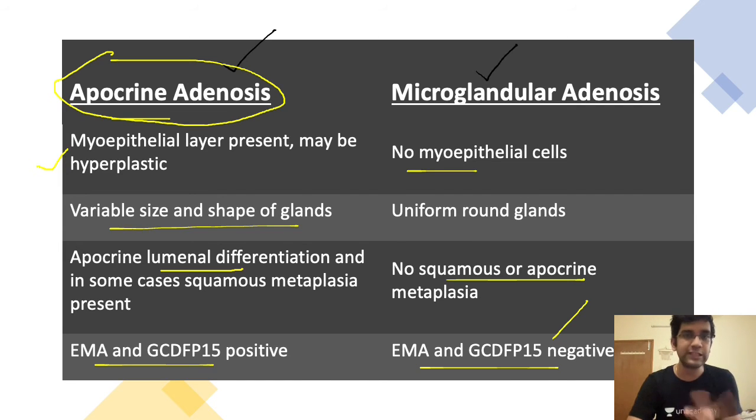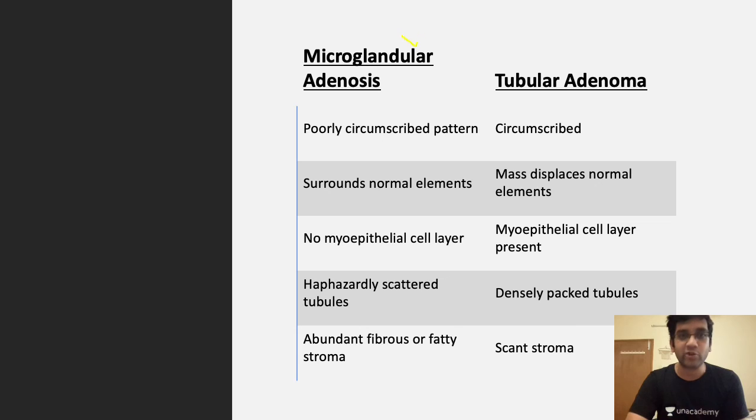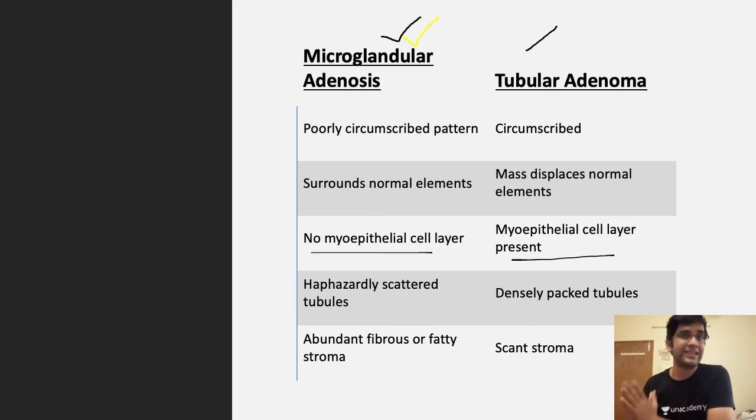Fine. The last table for differentiation, microglandular adenosis versus a tubular carcinoma of breast, tubular adenoma of breast, right? It's not carcinoma, it's an adenoma. So the only main difference for me is I'm going to have a myoepithelial layer. When I have a myoepithelial layer, I'm going to brand them as a benign lesion, and adenosis will not have a myoepithelial layer. Though it's a benign lesion, it will not have a myoepithelial layer.